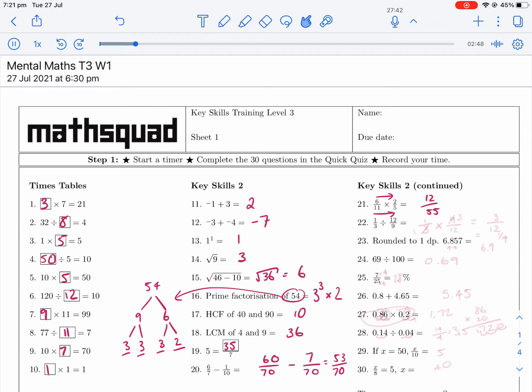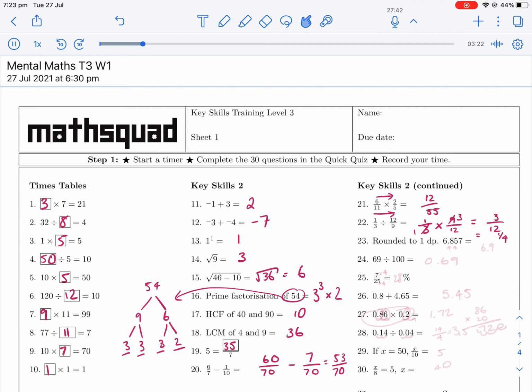The next one we do KFC, keep, flip, change. So keep the first fraction, flip the second fraction, and change the sign. And let's simplify first. So 3 fits into 3 once, and 3 fits into 9 3 times. So that's 3 on 12, or 1 on 4.